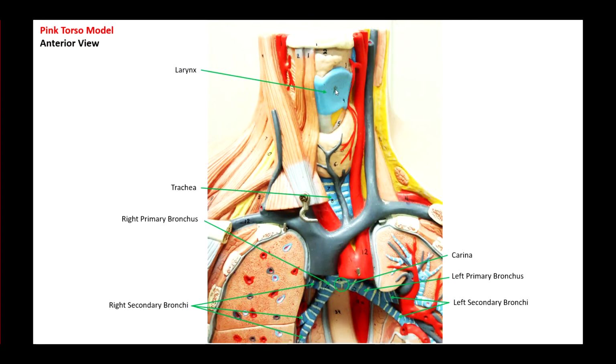Here we can see the larynx, the trachea. Again, looking at the tubes, carina, left primary bronchus, and then 1, 2 secondary bronchi. And you always want to count and make sure how many lobes there are, and they correspond to the secondary bronchi. And then over here are your 1, 2, 3 secondary bronchi on the right. Carina would be in the middle here.